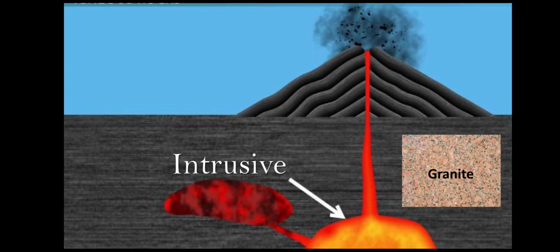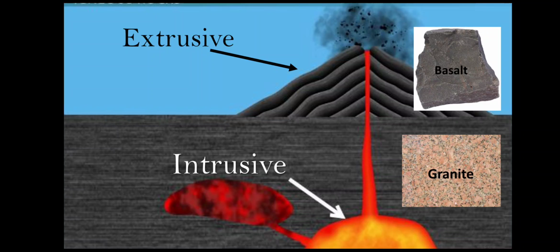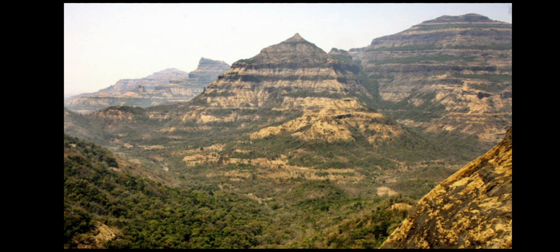Number 2. Extrusive rocks. When molten magma comes onto the Earth's surface, it rapidly cools down and becomes solid. Rocks formed in such a way on the crust are called extrusive rocks. They have a very fine-grained structure. For example, basalt. The Deccan Plateau is made up of basalt rocks.